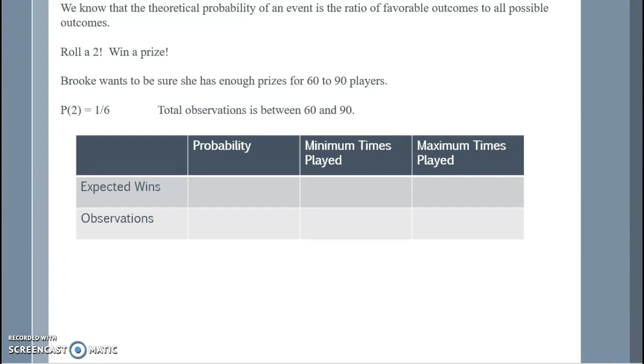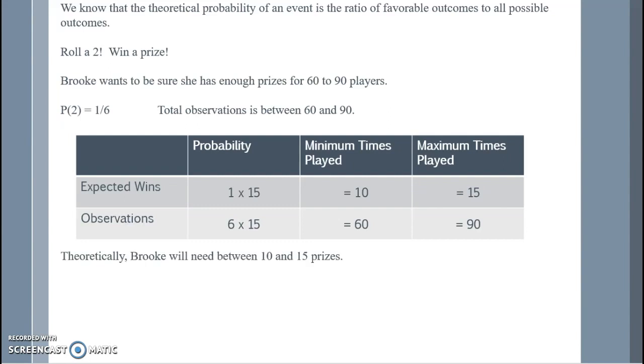So I'm going to create a table here. We expect that 1 out of 6 times we will get a 2. We need to multiply that times the minimum number of plays, which is 60. Well, 6 times 10 is 60. So 1 times 10 is 10. The maximum number of plays is 90, and 6 times 15 gives us 90. So 1 times 15 is 15. Theoretically, Brooke will need between 10 and 15 prizes if there were between 60 and 90 observations.